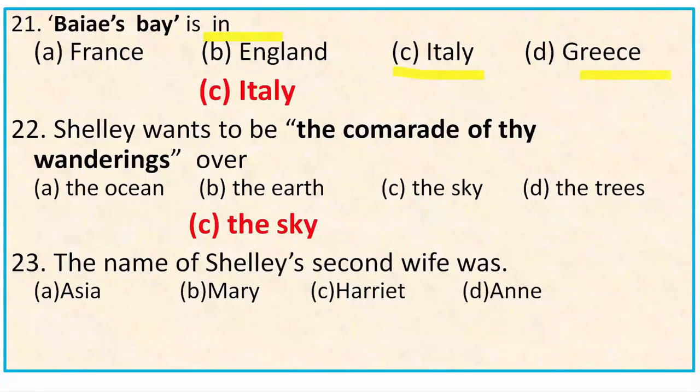Next, question number 23. The name of Shelley's second wife was, the options are Asia, Mary, Harriet, Anne. The name of Shelley's second wife was Mary Shelley or Mary Wollstonecraft Shelley, who wrote the famous critical essay A Vindication of the Rights of Women. And Harriet was the name of Shelley's first wife, who committed suicide. After her death, Shelley married for the second time, and his second wife was Mary Shelley or Mary Wollstonecraft Shelley. So the right option is B, Mary.